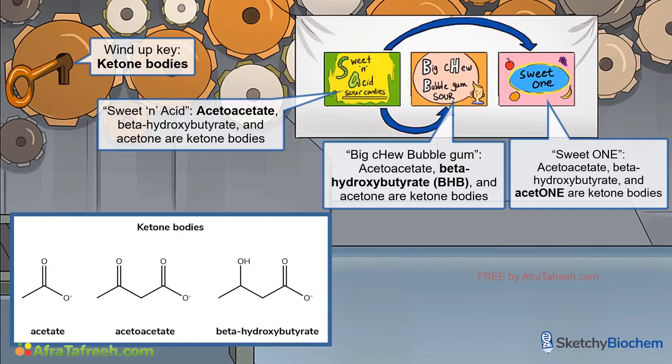The three main ketone bodies are acetoacetate, beta-hydroxybutyrate, and acetone. They're represented by the sweetened acid candy for acetoacetate, Big Chew bubblegum for beta-hydroxybutyrate, and Sweet 1 for acetone.